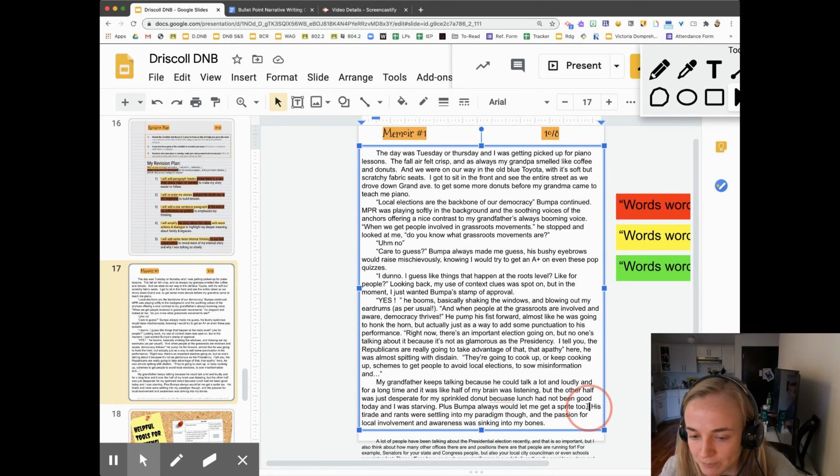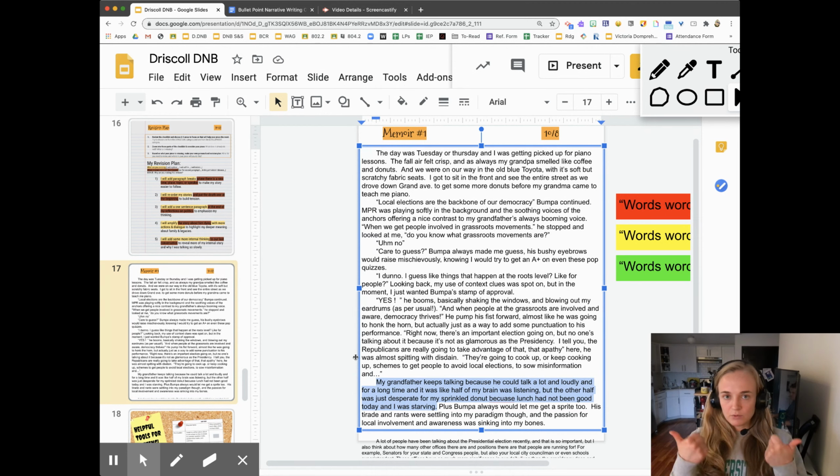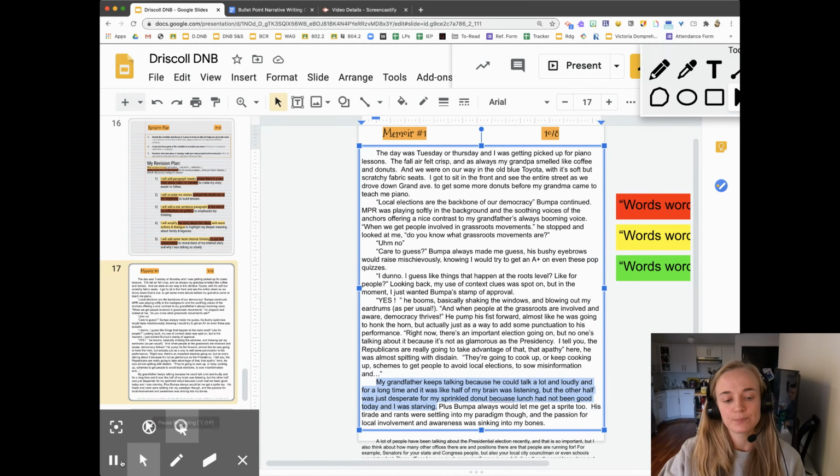Okay, let's do this next one. Plus, Bumpa would always let me get a Sprite, too. That sounds about right. Let's do this next one. So for here, I'm going to have you type in an F if you think I need something to fix, and I'm going to type in a G if you think it's great and I'm good. My grandfather keeps talking because he could talk a lot and loudly and for a long time, and it was like half of my brain was listening, but the other half was just desperate for my sprinkled donut because lunch had not been good today and I was starving. I'm going to go ahead and copy and paste this into the chat. What do you think I could add here? How would I edit this in order to make it even better?